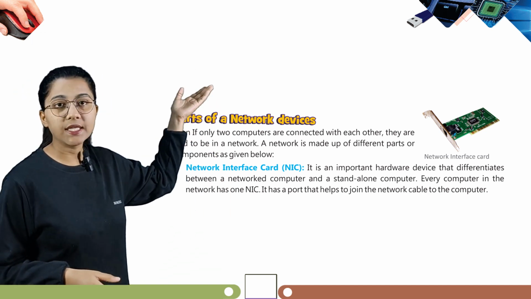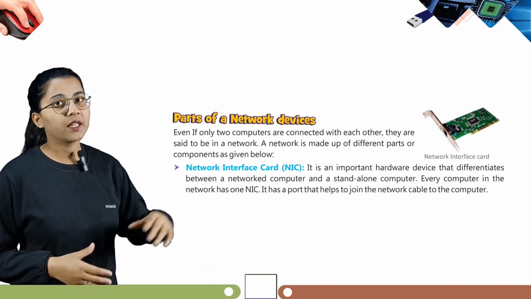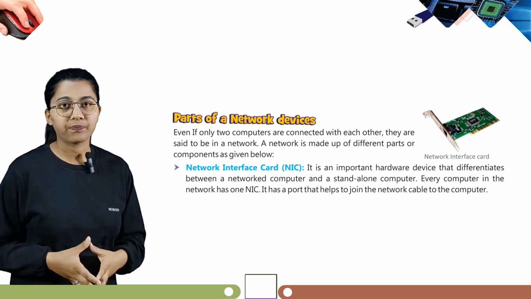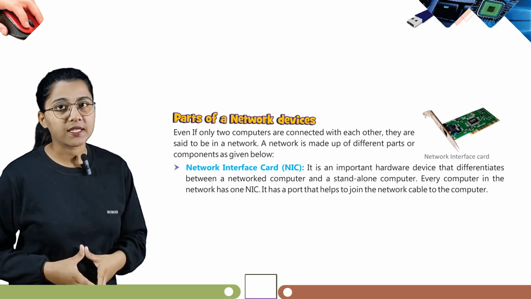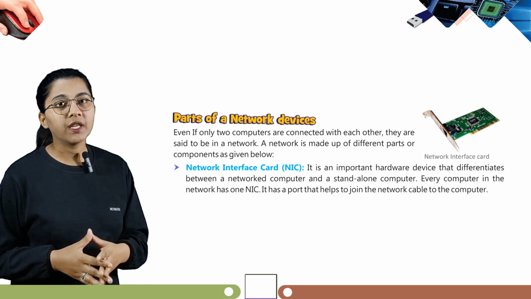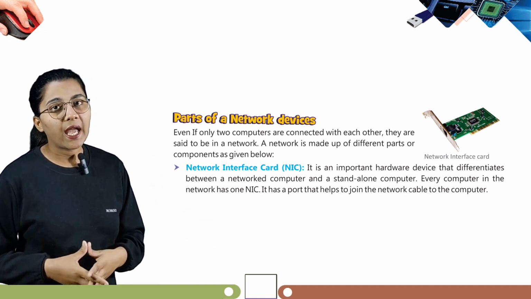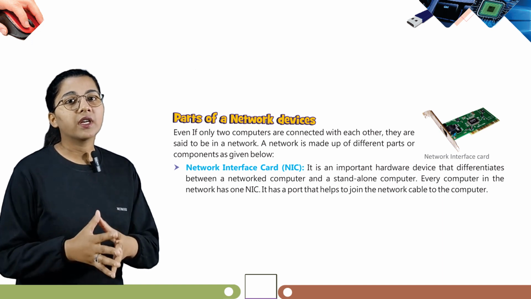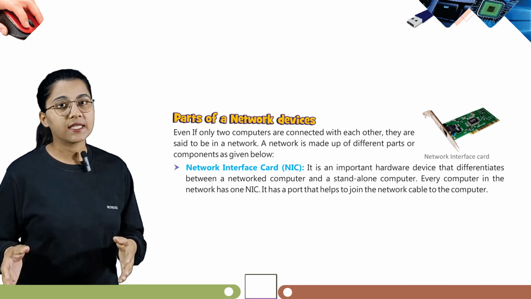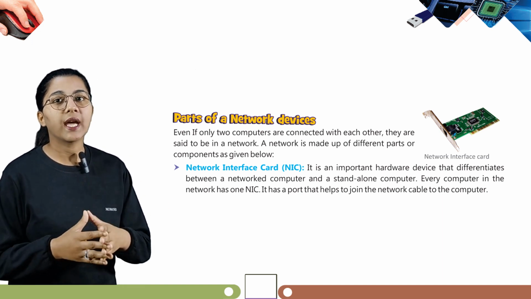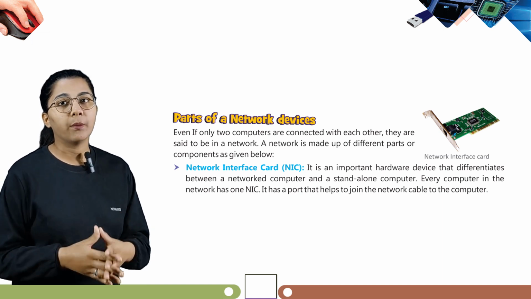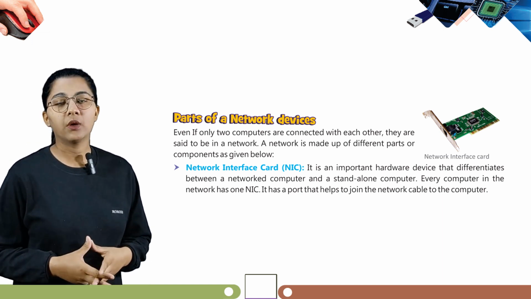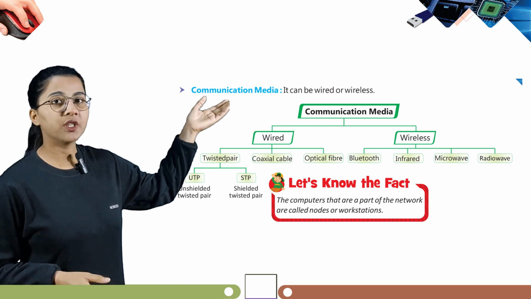So, first is Network Interface Card, that is NIC. It is an important hardware device that differentiates between a network computer and a standalone computer. Every computer in the network has one NIC. It has a port that helps to join the network cable to the other computer. Now next we have communication media.